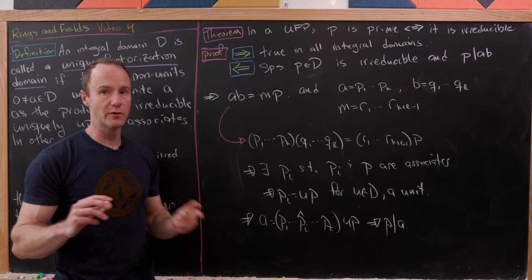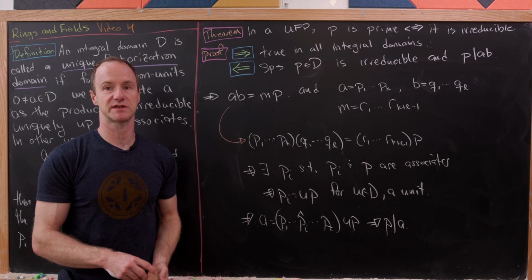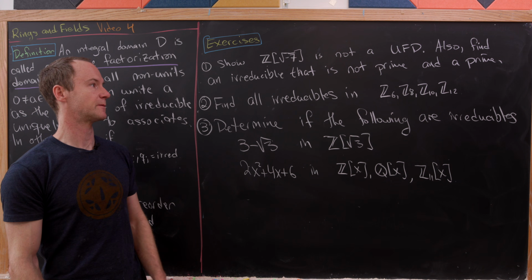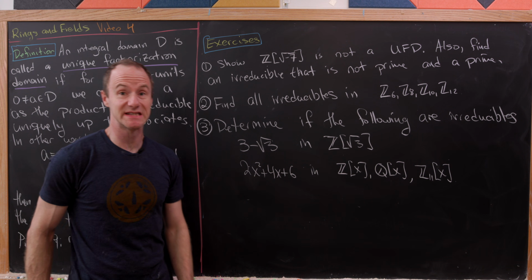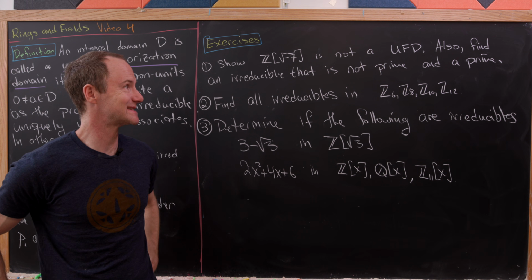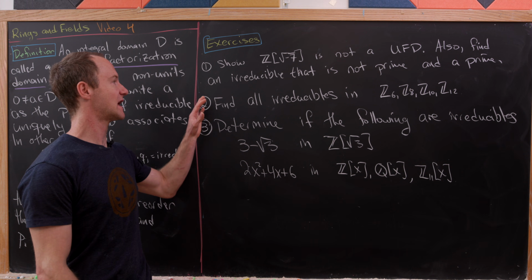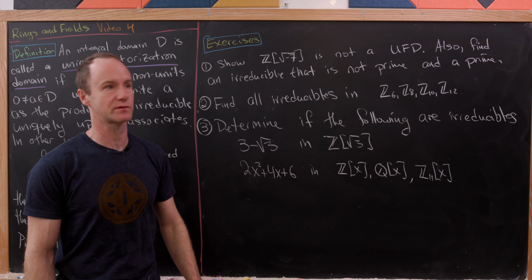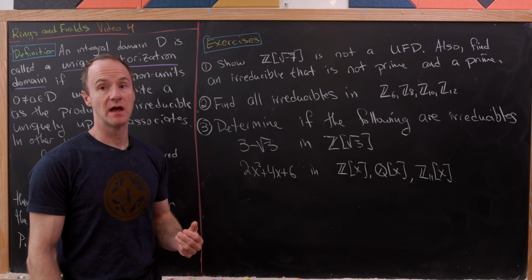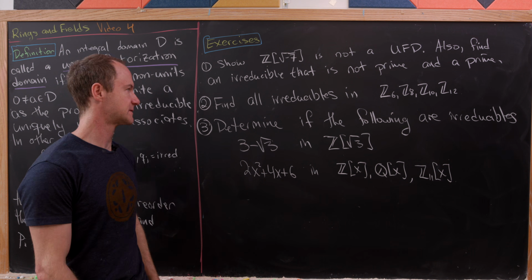Okay, so now that we finished all of this, I'll leave you with some exercises. So here's some exercises for you. So the first is to show that Z adjoining the square root of -7 is not a UFD. Also, go ahead and find an irreducible in this ring that is not prime, and then also a prime element.